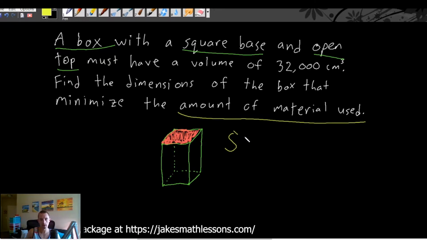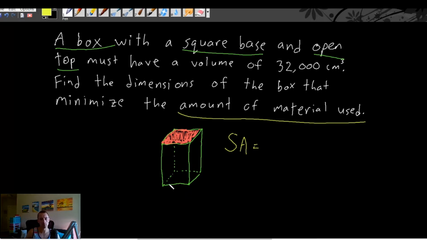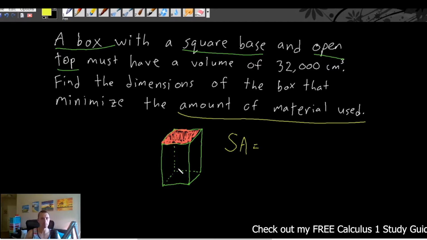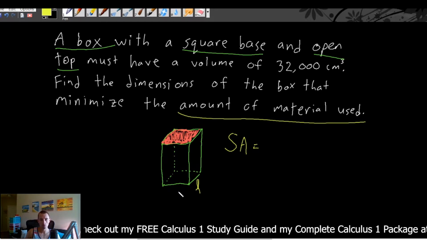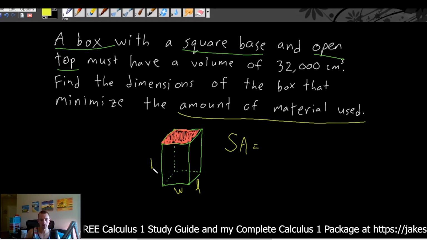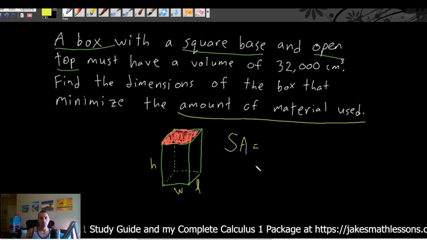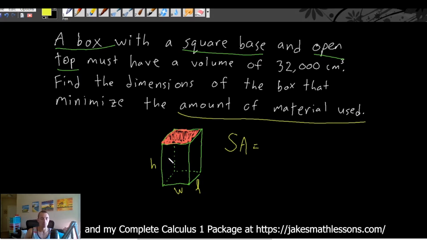I'm just going to call that S. Actually, I'm going to call it SA because S sometimes looks like a 5 when it's by itself. So SA is our surface area, and we need to come up with an equation for this. What we have to figure out at this point is what other measurements we need to use to find the surface area. Well, it is a box. We're probably going to want to use the length, width, and height of the box to find its surface area. So in general, surface area is going to use the length, width, and height.